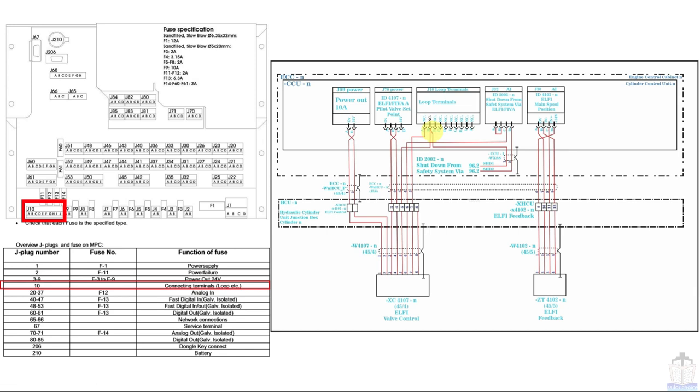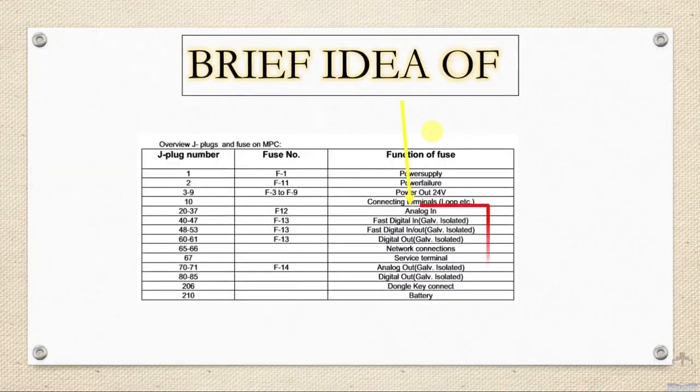J10 is nothing but a platform at which 2 or more systems can come together and assimilate with the ECS and do the common job. Now we will discuss some terminology, like here you can see analog in, fast digital in out, dongle, battery, etc. So we are going to discuss one by one.